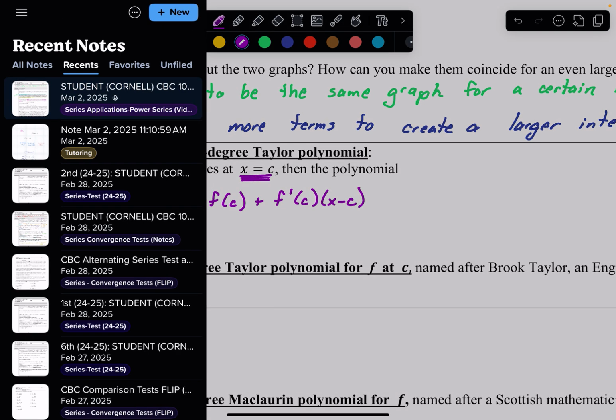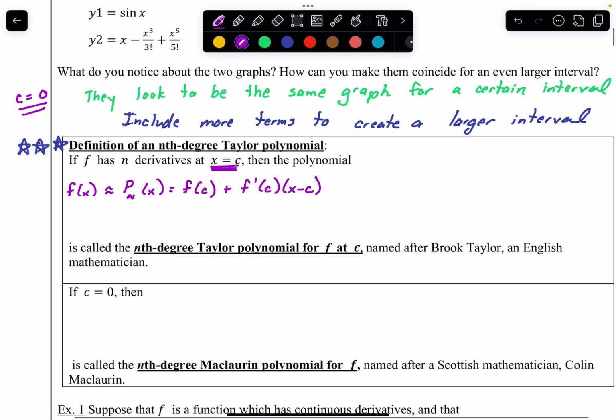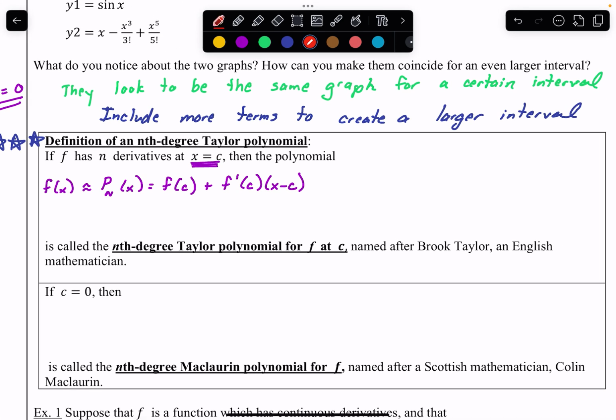Now this is going to look like there's no pattern, but there is. I'm going to show you this. Then you're going to add the second derivative at c. Now notice all of these are going to be values, right? Because the center is going to be a number. So the second derivative at 0, second derivative at pi over 2, second derivative at 4, like those are going to be numbers. But then you're going to have x minus c squared divided by 2 factorial.